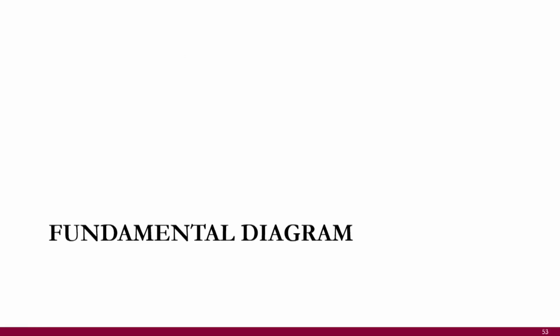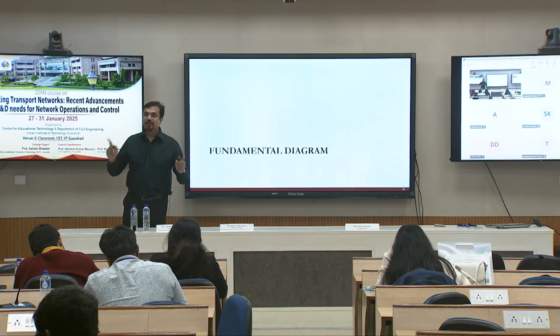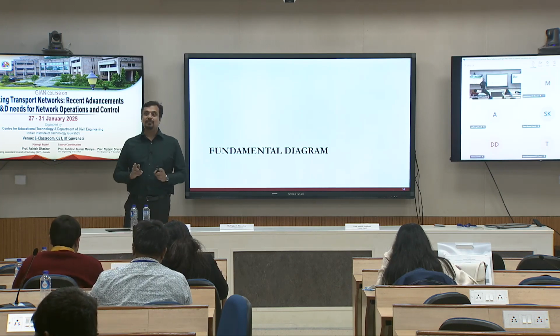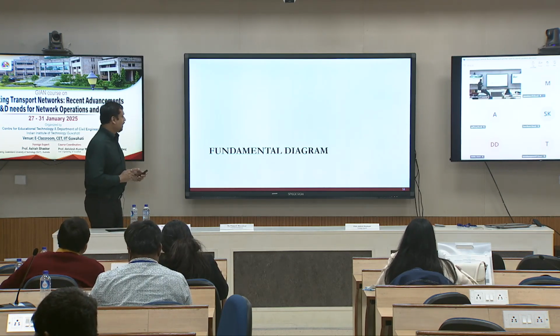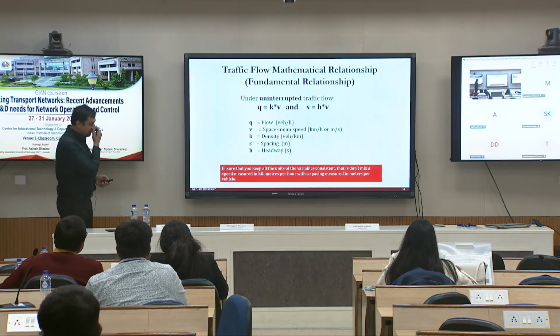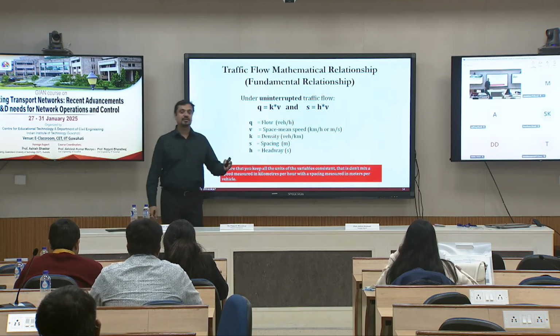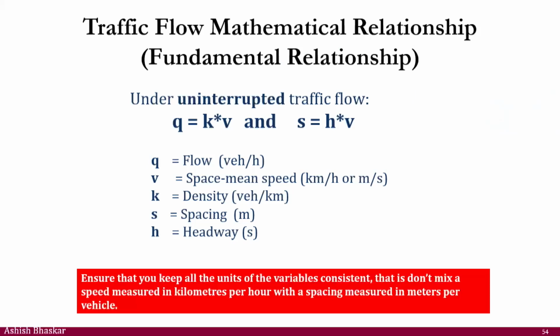Now I'm going to talk about the fundamental diagram, or fundamental relationship, between speed, flow, and density, or the headway, spacing, and speed. Keep in mind the speed there is the space mean speed, so it's not the time mean speed. So, the fundamental relationship: you all know that Q is equal to K times V. The flow is equal to density times speed. Never forget that.